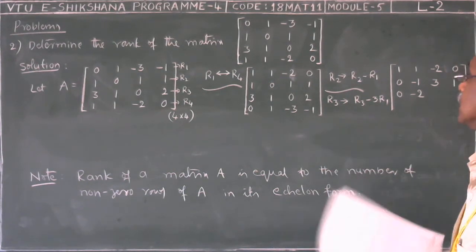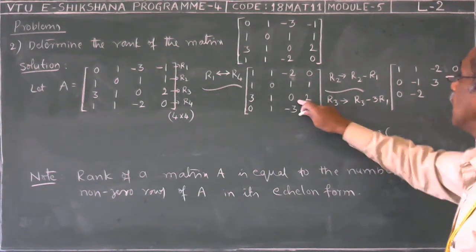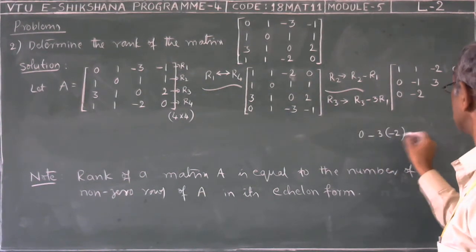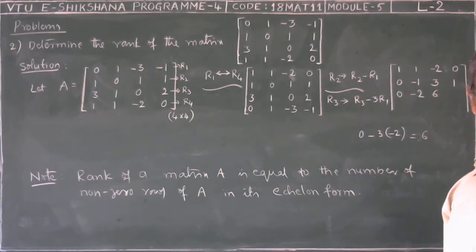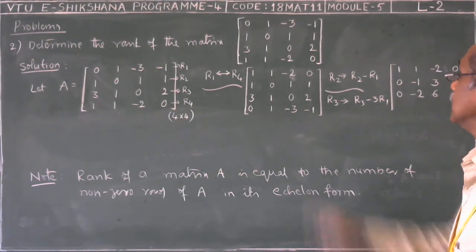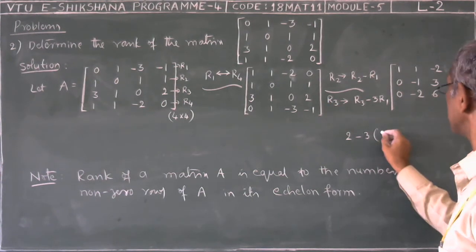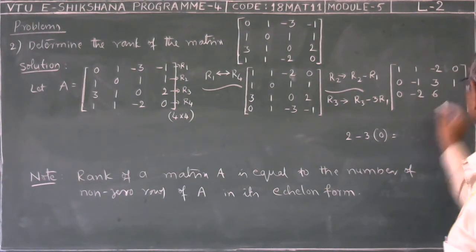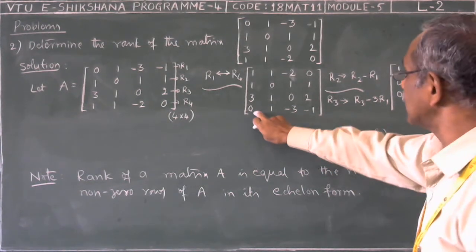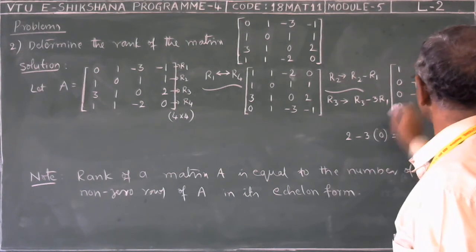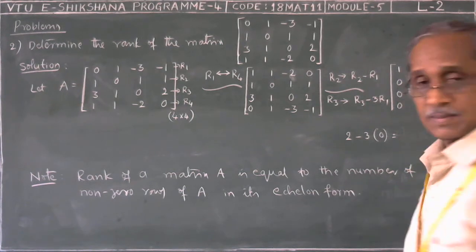The next element is 0. 0 minus 3 times R1. R1 is minus 2. So this is 0 plus 6. This is 6. And remember this. Next element is 2 minus 3 times R1, corresponding element is 0. 2 minus 0 is 2. We are not disturbing this because already this element is 0. So write 0. 1 minus 3, minus 1.